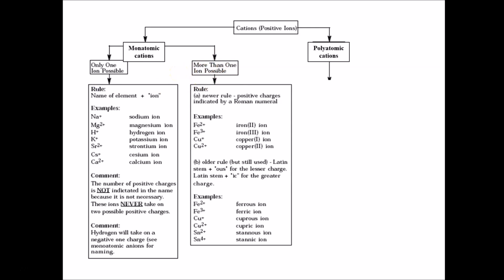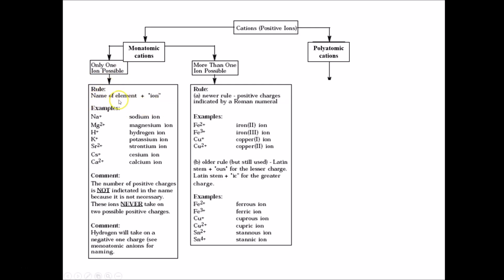Now, how do we know charges? Well, remember, we learned a pattern on the periodic table, right? We learned that if you're in group 1, that means you're probably going to be a positive 1 ion. If you're in group 2, you're a positive 2 ion. If you're in group 13, you're a positive 3 ion. So we know that there are certain groups on the periodic table that always have the same charge. And those are really, really easy to name.